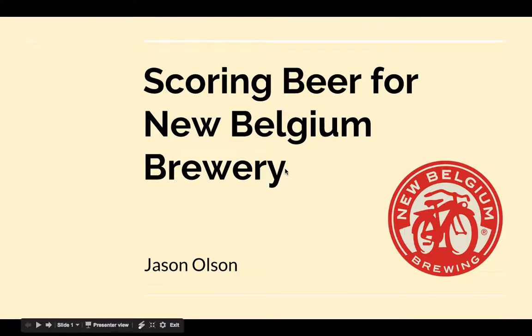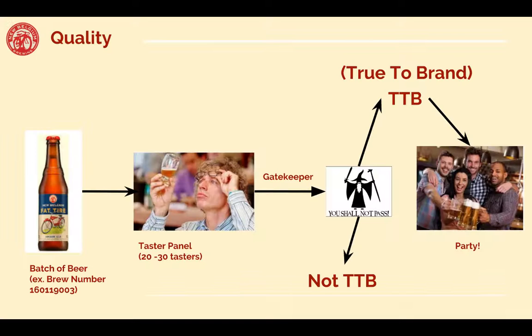Hi, I'm Jason Olson, and I wanted to take a minute to tell you about the data science project that I did for New Belgium Brewery. Before this, I was a process engineer, and a large part of my job was making small software apps to make people's jobs easier. That's why I was excited about this project for New Belgium.